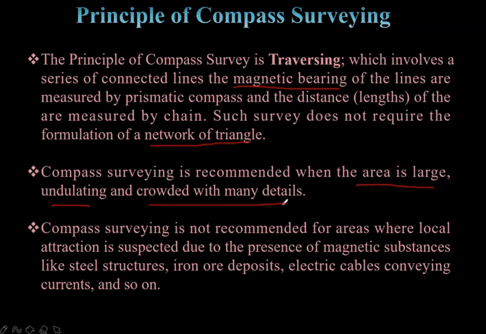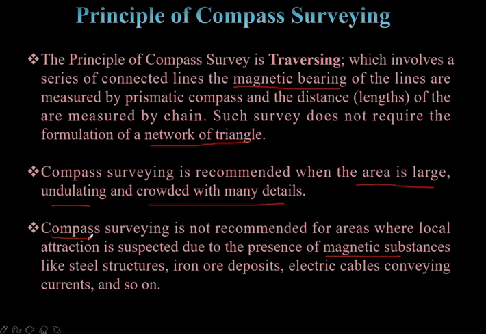So in that case, so many details are coming. When you come to the actual work, you will get to know what difficulties one has to face during surveying. Compass surveying is recommended when the area is large, undulating, and crowded with many details. It is not recommended for areas where local attraction is suspected due to the presence of magnetic substances like steel structures, iron ore deposits, electrical cables conveying current, and so on.